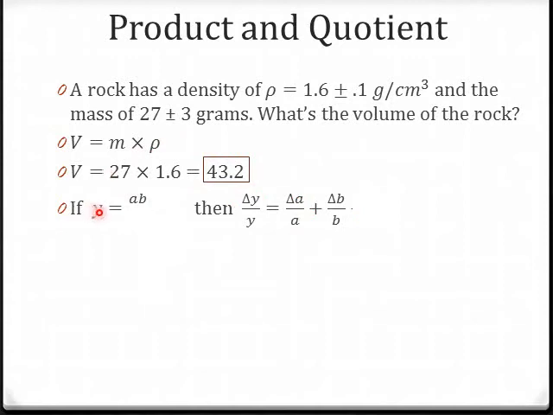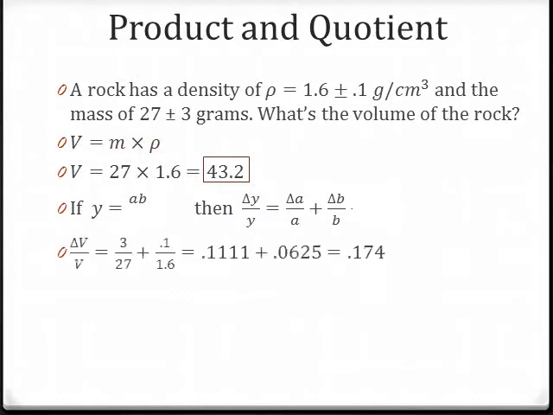So let's see here. In this case, the final value is v, right? And the initial value for a, we'll call mass, and delta a, therefore, is the uncertainty of mass. B is density, and delta b is the uncertainty in density. So now I just plug in my values, and I find that the percent uncertainty for volume is 0.174, or 17.4%. Now, I could be done here and say my answer is 43.2 plus or minus 17.4%.